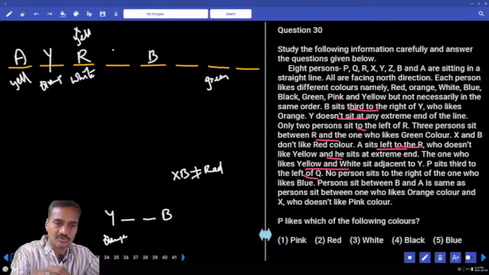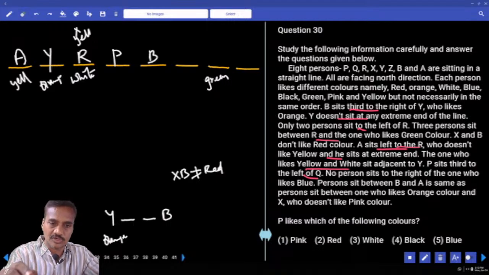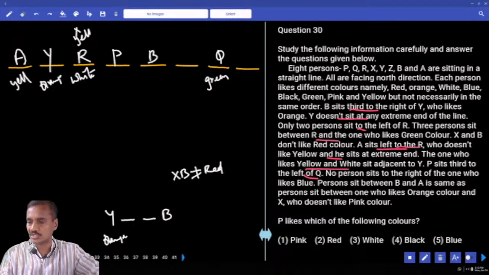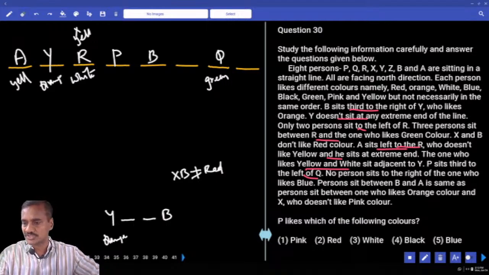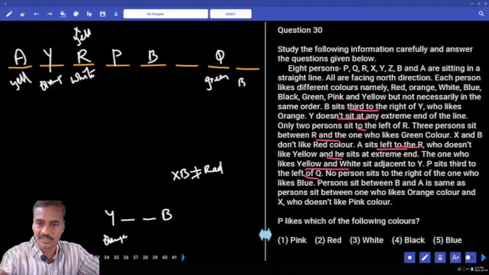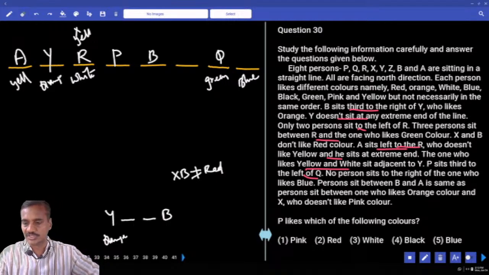And P is seated third to the left of Q. Here it is P, third to the left of Q. Q must be here: 1, 2, 3. No person sits to the right of the one who likes blue color. Hence blue color must be at the right extreme.